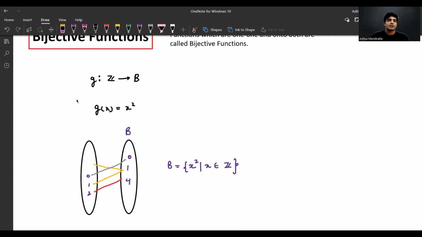By removing all the negative values. So now my domain will be what? My domain will be nothing but the set of natural numbers union 0 element, right? So this way we will have a bijective function in our hands.